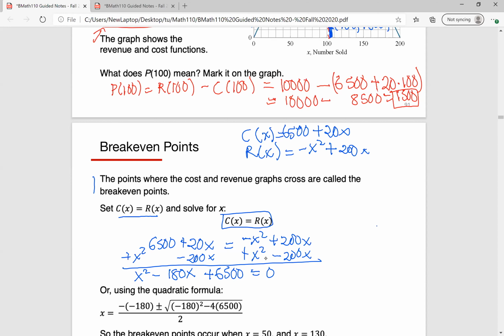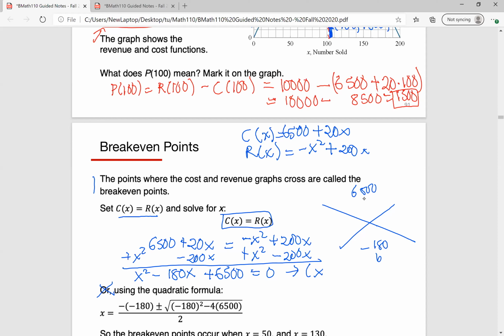Okay, so then you will have a quadratic function, right? And you can use the quadratic formula, or you can use factoring. I'm not sure if you can factor this, but I think yes, you can. You can factor this using the AC method. So A times C equals 6,500. B is equal to negative 180.